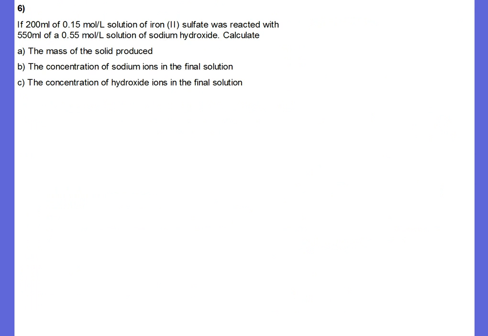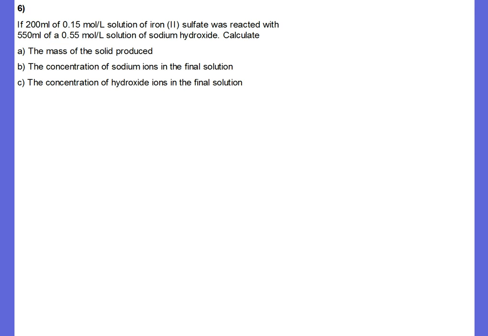This is question 6 from that worksheet A. I'm not doing question 5 because I sent an email through about question 5. So we're just looking at question 6 now. In this case, we've got 200 mils of a 0.15 mole per litre solution of iron sulfate react with 550 mils of a 0.55 mole per litre solution of sodium hydroxide. Calculate the mass of solid, concentration of sodium ions, and concentration of hydroxide ions.